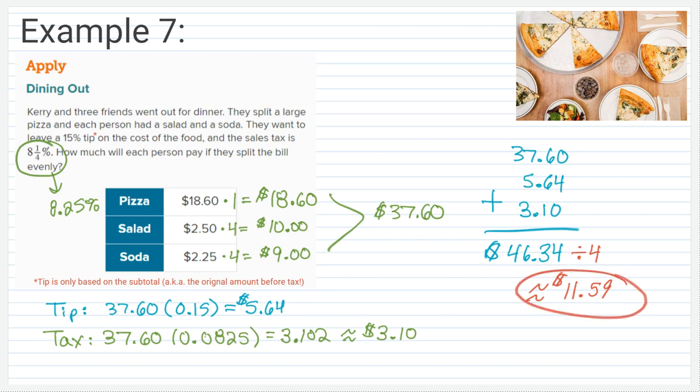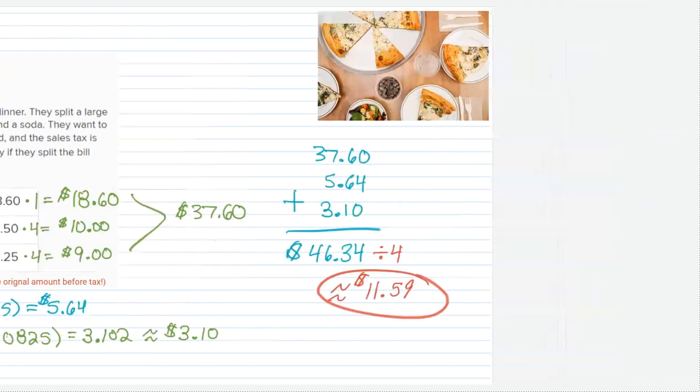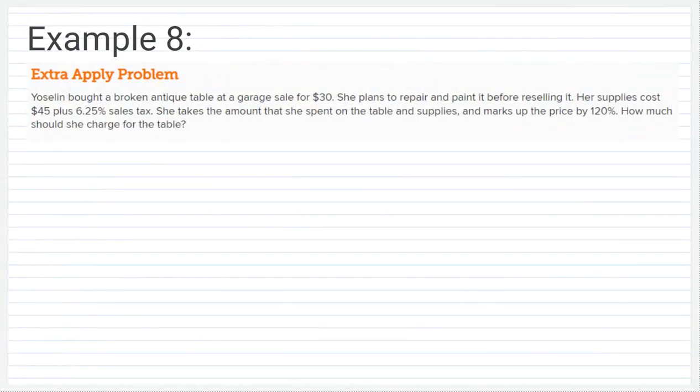All right, so taking a look at one more rather complicated example. This one's going to deal with markups. All right, so for this last example, it says Jocelyn bought a broken antique table at a garage sale for $30. She plans to repair and paint it before reselling it. Her supplies cost $45 plus 6 2/5 percent sales tax. She takes the amount that she spent on the table and supplies and marks up the price by 120%. How much does she charge for the table?